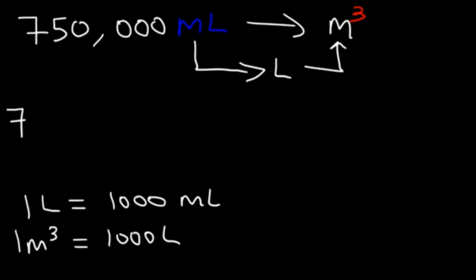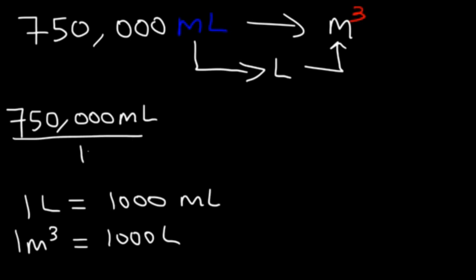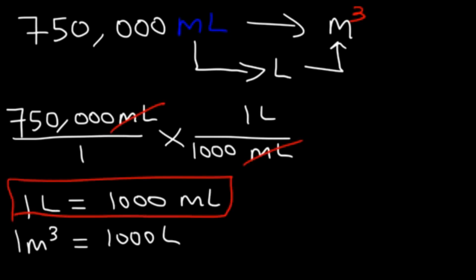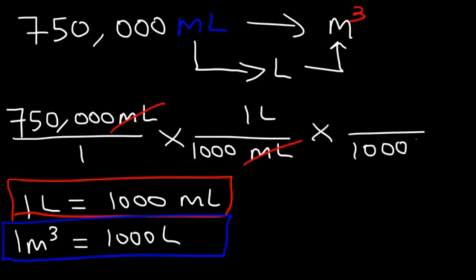So let's start with the number that we're given, the number that we're trying to convert from into something else. So since we have milliliters on top, we need to put the unit milliliters on the bottom and liters on top. So 1,000 milliliters is equal to 1 liter. So these units will cancel using this conversion factor. Now let's move on to the next one. So since we have liters on top, we need to put it at the bottom of the second fraction. 1,000 liters is equal to 1 cubic meter. And now the unit liters will cancel.